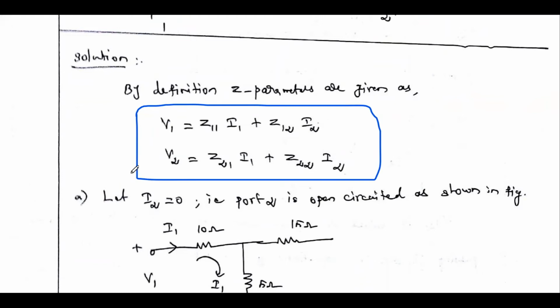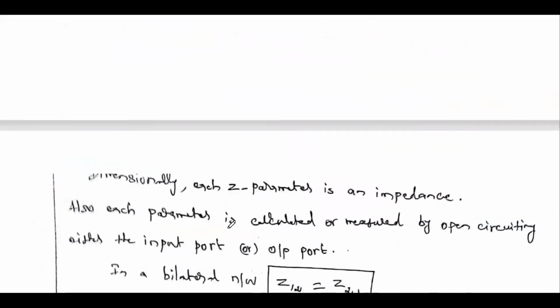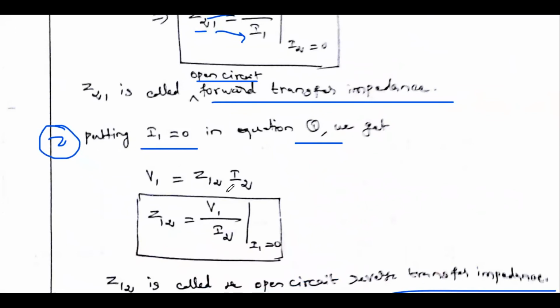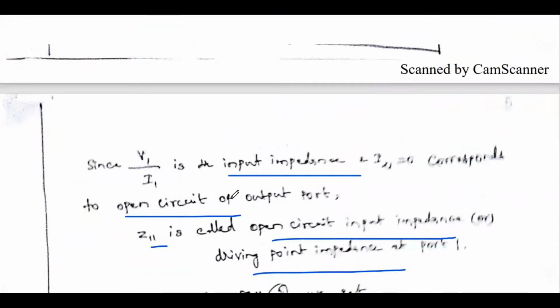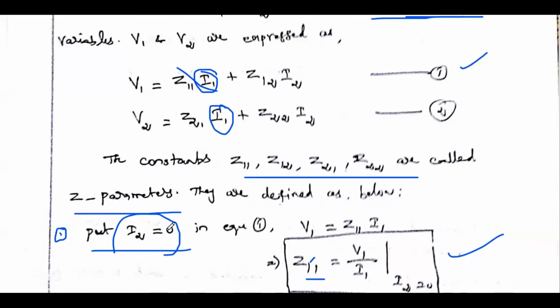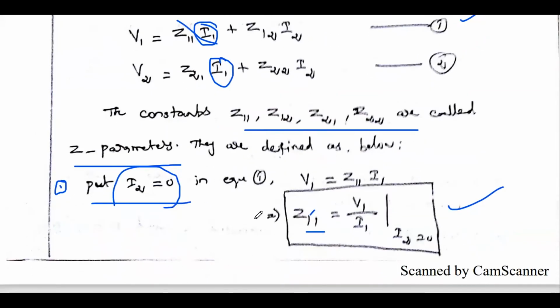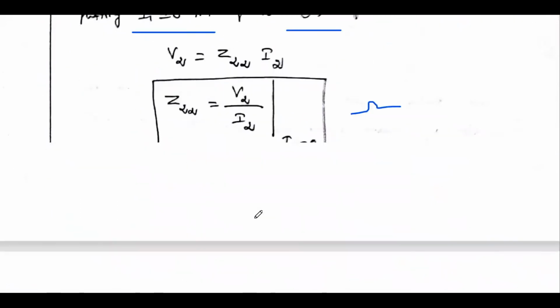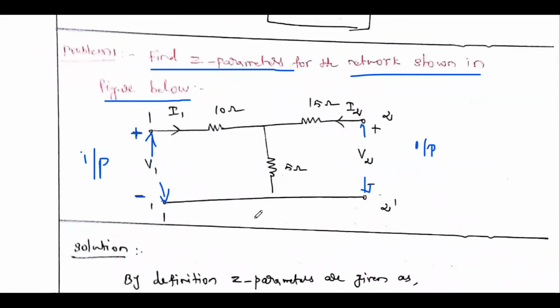Okay, so in the first method, it is as usual. In the previous lesson, we derived the Z parameters. That is how we calculate Z11. First we make I2 equal to 0, which means we make the output port open circuited. Then we substitute that I2 value in the first equation and we get Z11. Similarly, with I2 equal to 0 in the second equation, we get Z21. So in this method we are going to solve this problem. In another method, I will tell you.